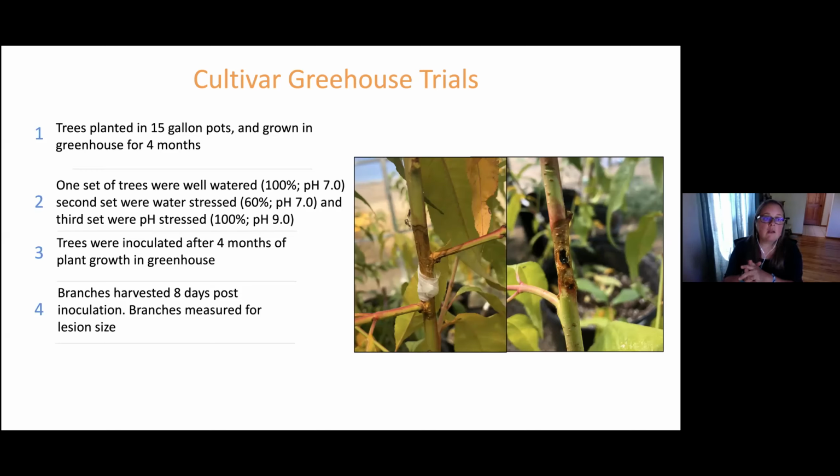After 4 months of this stress treatment, we inoculated them, and you can see the inoculation point here. The cankers grow so fast on these young tissues that after 8 days we collected them and measured them. On this wound here, you can start to see gummosis, and you can also start to see fruiting bodies. So after 8 days, we're getting gummosis from the tree and then fruiting bodies, which is pretty amazing.